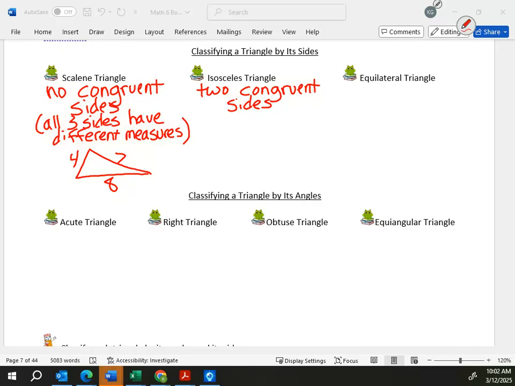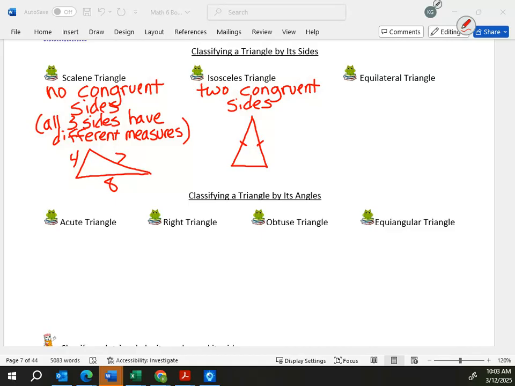So if we were to draw a picture of an isosceles triangle, we can't just have the picture, we have to label it so we can show that we know what we're talking about. Congruent sides can be shown by having those hash marks. That shows I put it on 2 sides that look to be the same length, so those hash marks tell me they are congruent.